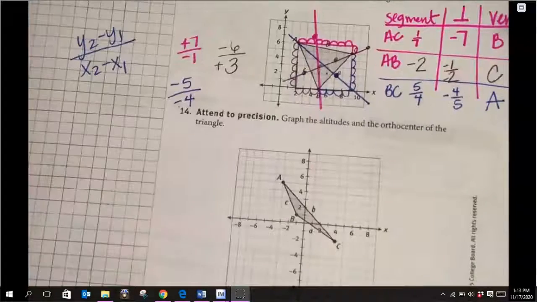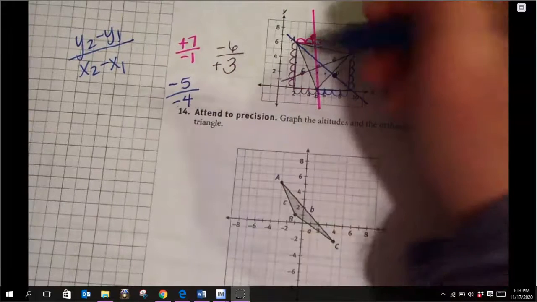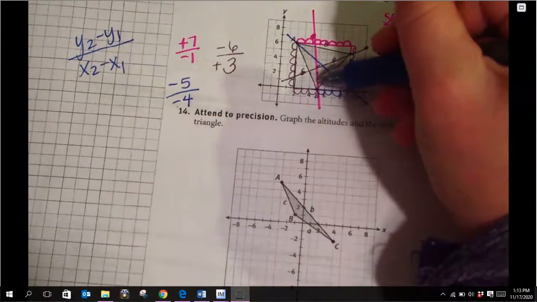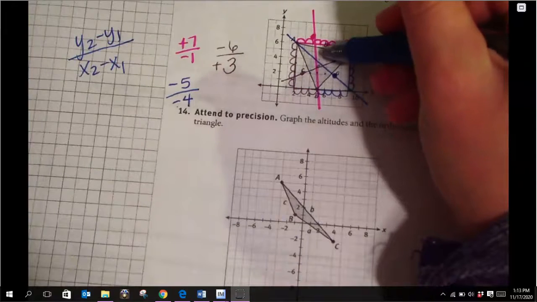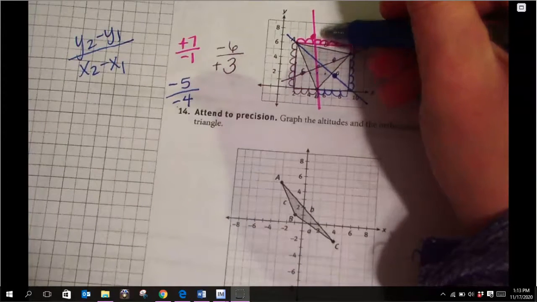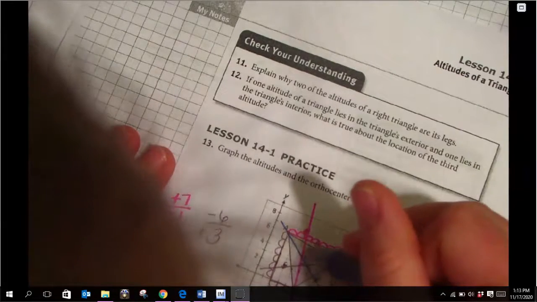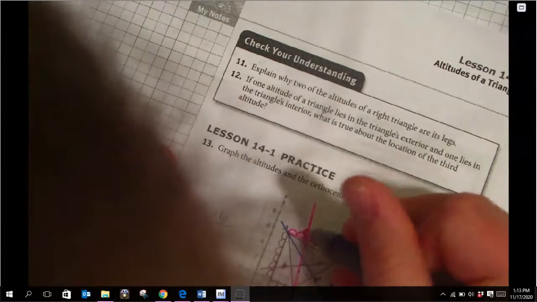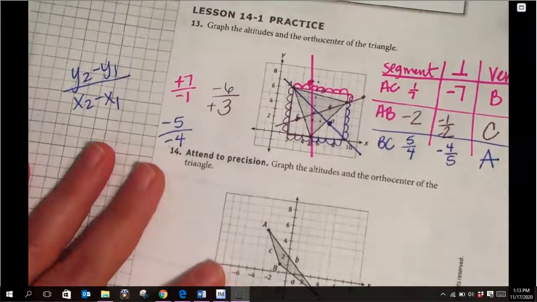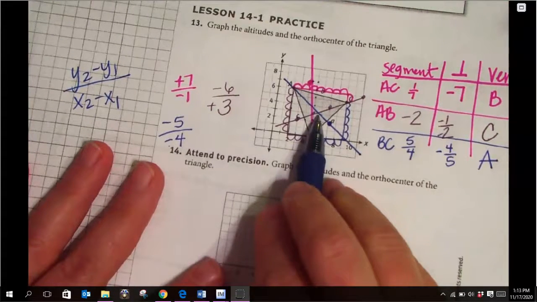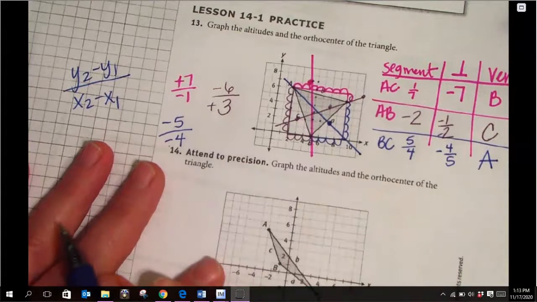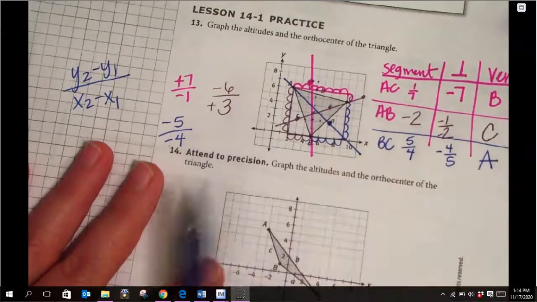Alright, so we are looking for a single point of intersection, and I'm thinking my graph might be off because I don't see that. Let me count this slope and see if I did that one right. 1, 2, 3, 4, 5, 6. Hold on, y'all. 1, 2, 3, 4, 5, 6, 7, 1. No, that's correct. Okay, let me take a look at what the book has because these two clearly cross right here, but this pink one is off a little bit. So let me see what's going on. Maybe I made a mistake.